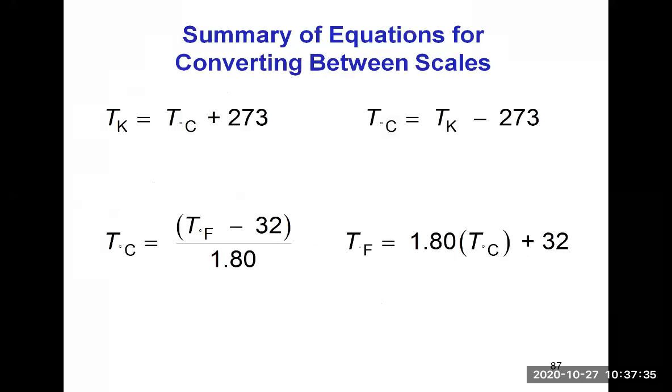So this summarizes all the kinds of equations you may need to convert between the different temperature scales. On top here, we have the conversions between Celsius and Kelvin. And below it's between Celsius and degrees Fahrenheit. Notice how there is no equation between Fahrenheit and Kelvin. You have to go through degrees Celsius to change degrees Fahrenheit into kelvins, or vice versa. To change kelvins to degrees Fahrenheit, you need to first change the kelvins into degrees Celsius and then Fahrenheit.